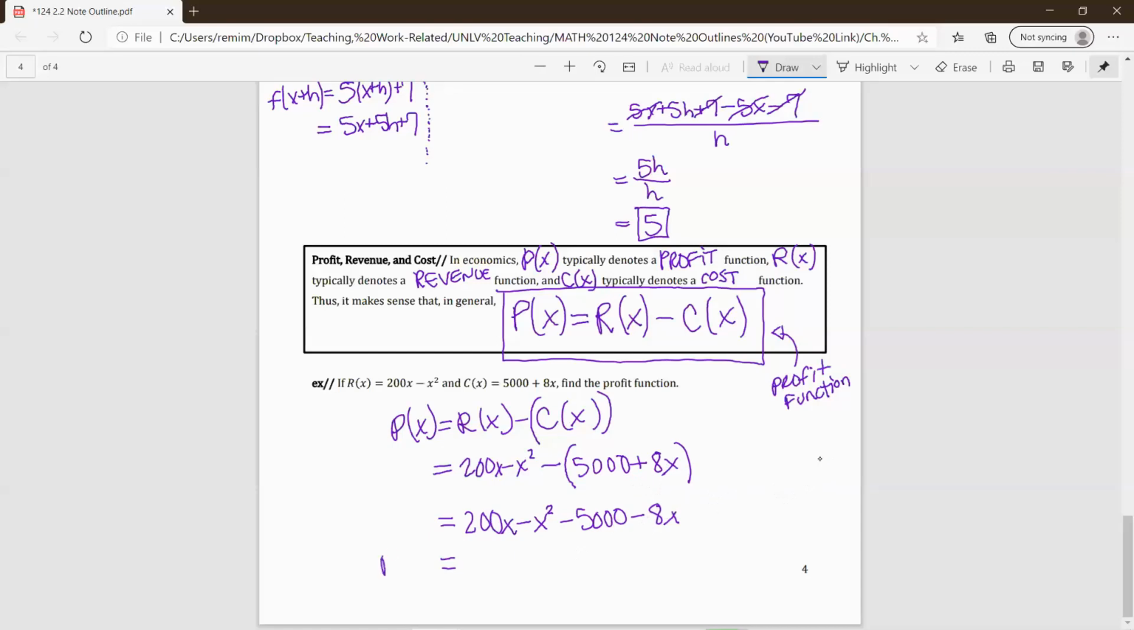And then just personal preference, I like to put the terms with the higher degrees first. So I'm going to put minus x squared, and then the plus 192x, and then the minus 5,000. You don't absolutely have to do it in that order, but it is more commonly done like that in math, is putting your terms in decreasing exponential order.